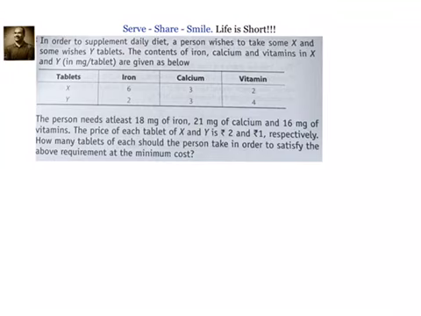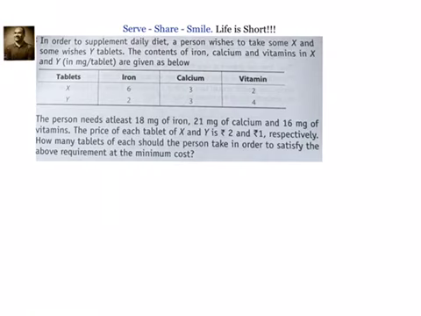The price of each tablet of X and Y is 2 rupees and 1 rupee respectively. How many tablets of each should the person take in order to satisfy the above requirement at minimum cost? So, we have to understand what our constraints are here. We will list down the constraints. Then after that, we will draw the graph. We will try to find out the feasible region, whether that is bounded or unbounded. Then based on that, we will move forward from there.